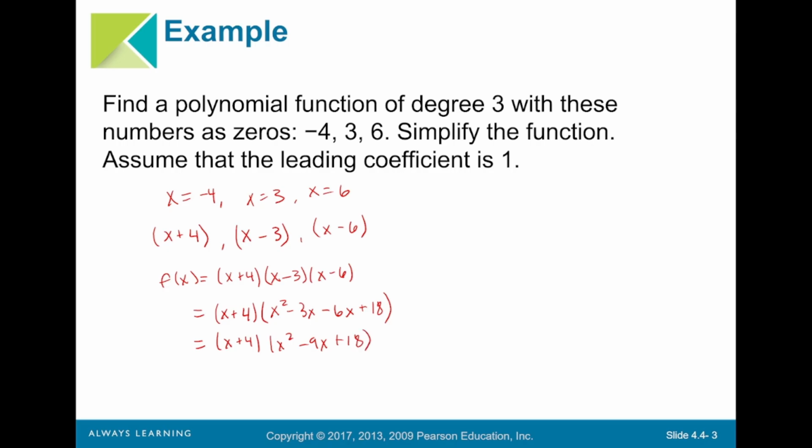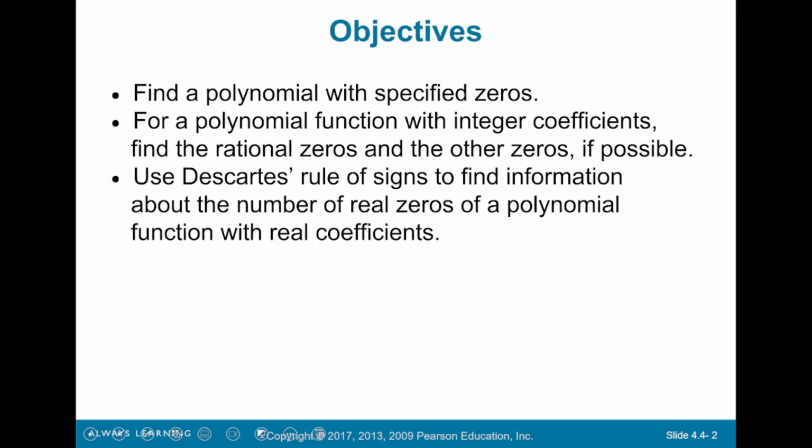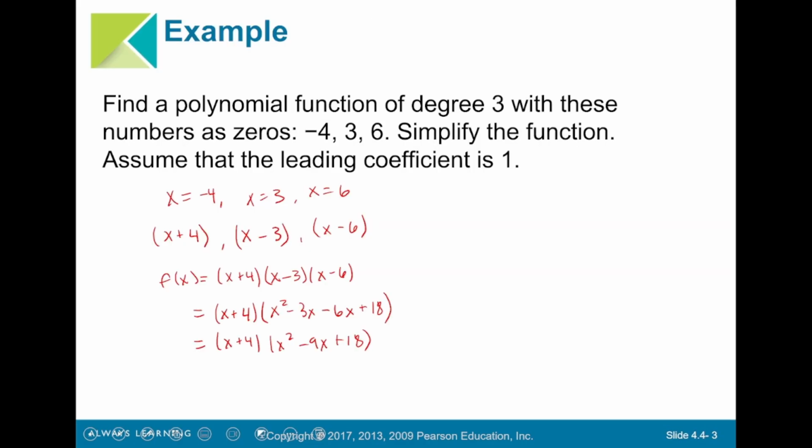So now we need to multiply out a binomial with a trinomial, which is not something we've seen yet. But all we're going to do is take our first term, x, and distribute it to all three terms here. Then we're going to take our second term, 4, and distribute it to all three terms as well. Then we're going to combine any like terms that we find. Let's do that in the next column.